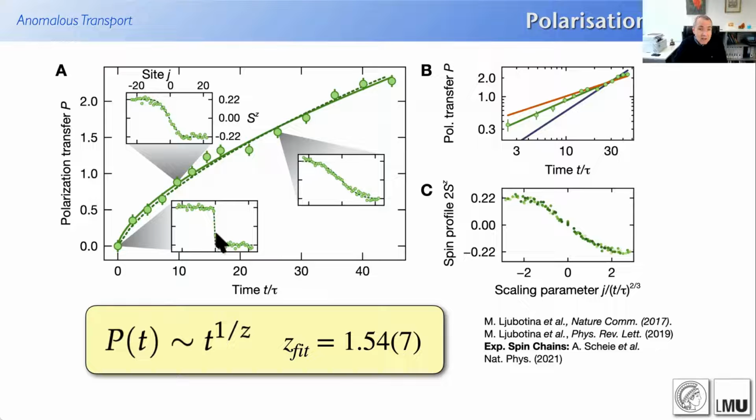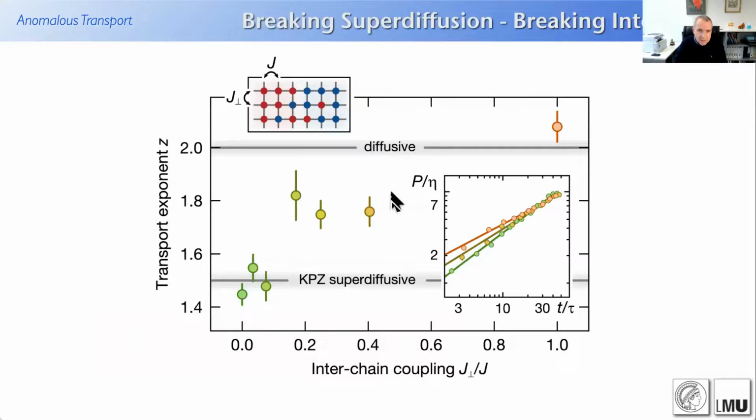And you can see the individual magnetization profiles at different times here. We can also just rescale them by t to the 2/3 and get this collapse of these magnetization profiles in the system. Just to compare also to ballistic transport, the blue curve, and the red line would be diffusive transport. You see that it's something completely different to either of those situations.